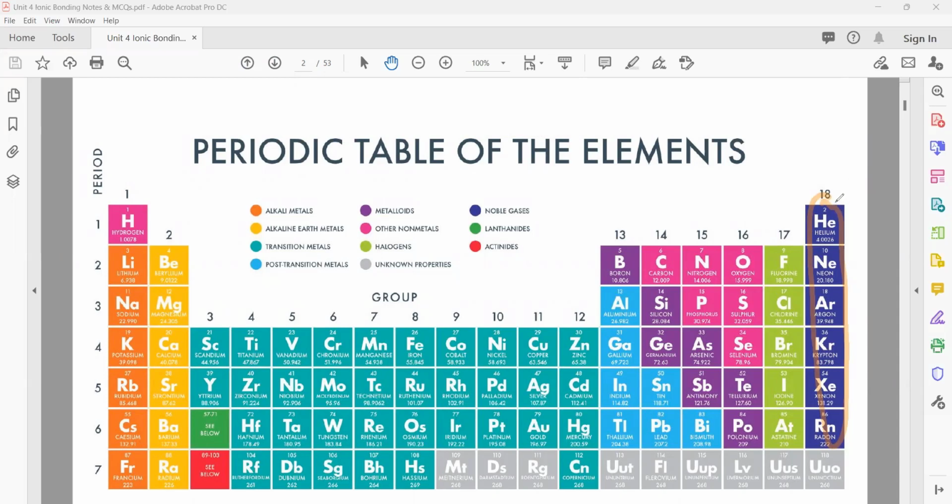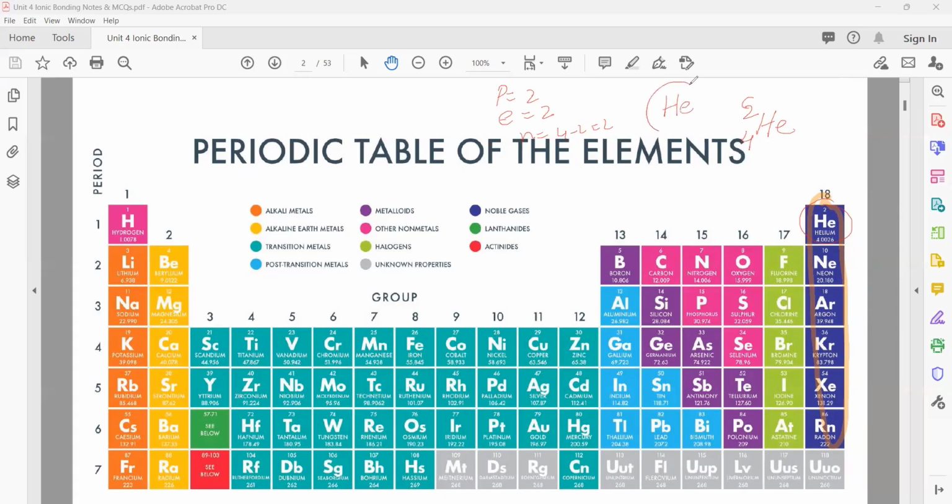For example, the first one is helium. In helium, the atomic number is 2 and its mass number is 4. So how many protons are there? Here it is 2, so it means 2 protons. And how many electrons? 2, because protons and electrons are always the same. And neutrons? 4 minus 2, that is 2. So if you want to draw the electronic structure, you will draw like this.